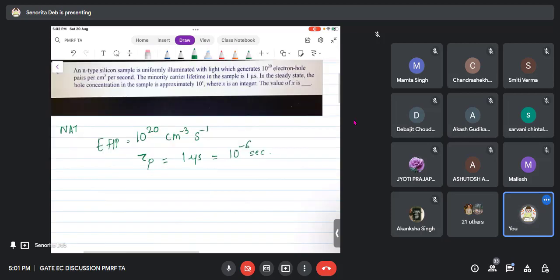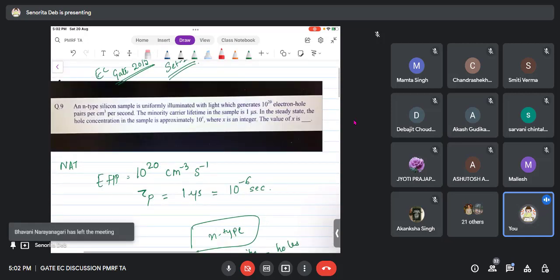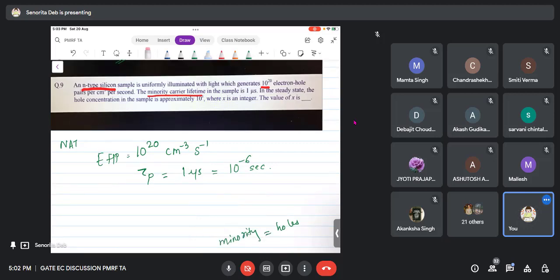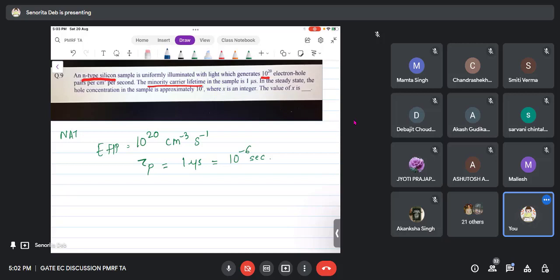So first point, n-type silicon, minority will be holes, right? It has said in n-type silicon it generates 10 to the power 20 electron hole pairs. Minority carrier lifetime is given, that means hole lifetime is given. Now you see, you don't know this concept, you are a layman. What will you do? You check the unit. This is 10 to the power 20, and the unit is centimeter minus 3 per second, or centimeter cube into seconds. Let me write it again. 10 to the power 20, the unit is per centimeter cube second. If you multiply this with tau p, seconds cancels out. What is the unit? 10 to the power 14 centimeter minus 3. That is what they have asked, right? They have asked the hole concentration.